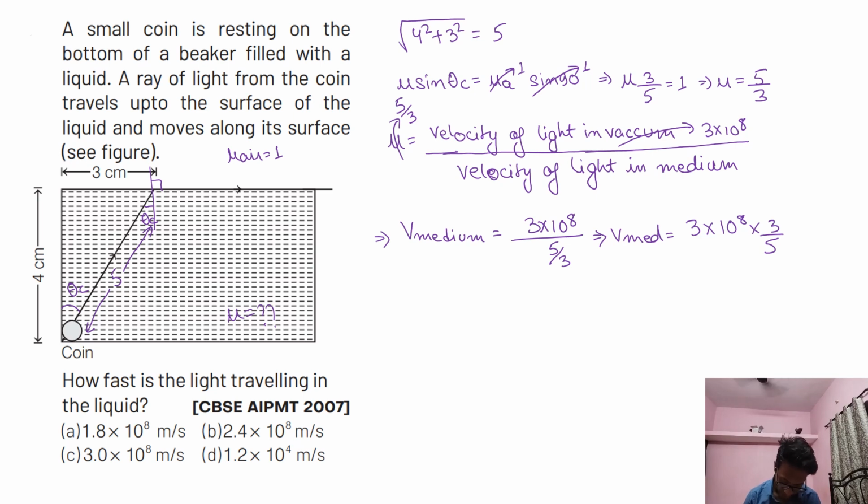Okay, what is 9 by 5? Let's see, 9 divided by 5 is 1.8. So 1.8 into 10 to the power 8 meter per second. Our correct option is option number A.